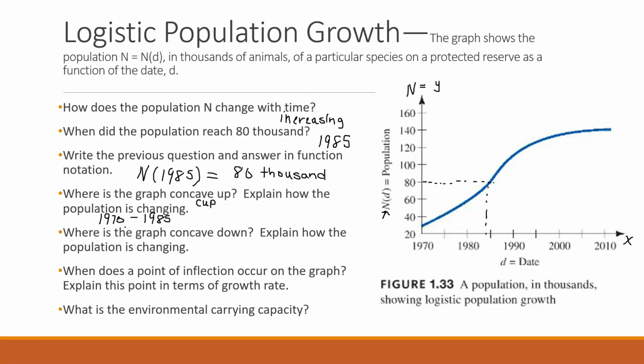And then we're asked to explain, how is the population changing? So in this section, it is increasing because it is going uphill. And to get that curvature, most of the time it looks like it's increasing at a constant rate, and then right around 1985, it increases. And that's what gives us that curvature. So increasing at an increasing rate. So the increasing rate is describing that the slope gets steeper.